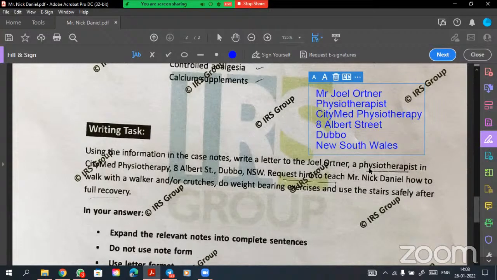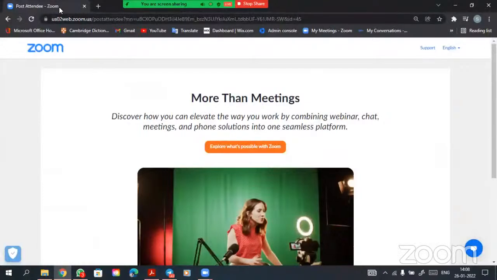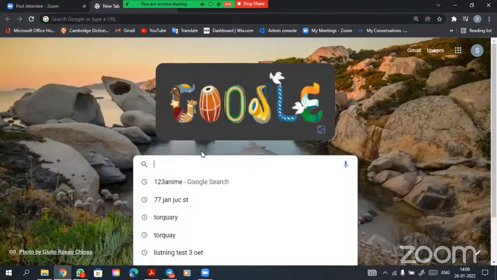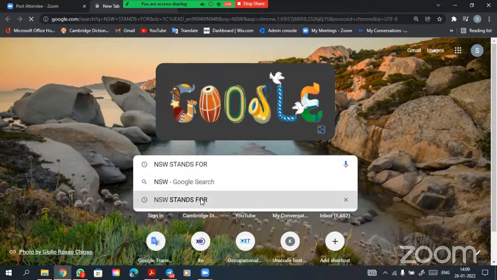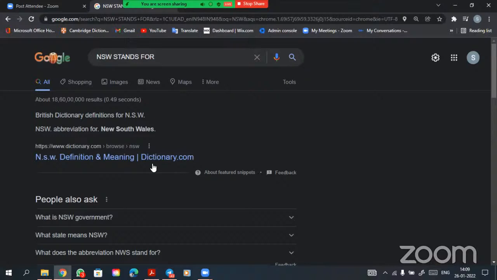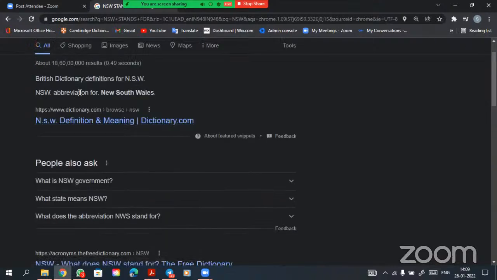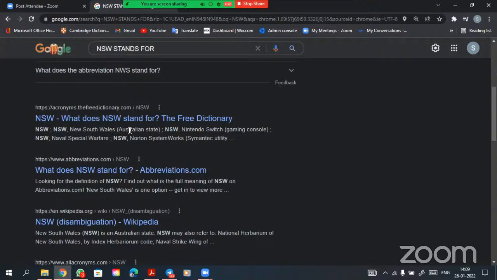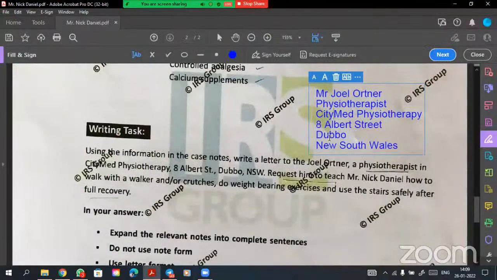So Mr. Joel Ortner, Physiotherapist, City Med Physiotherapy, 8 Albert Street, with ST in short for Street, Dubbo, New South Wales. You should know what NSW stands for. I'm going to show you. NSW stands for New South Wales, an Australian state. That's it. So I think you got the clear picture now.